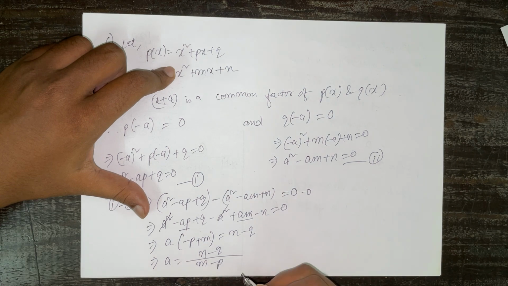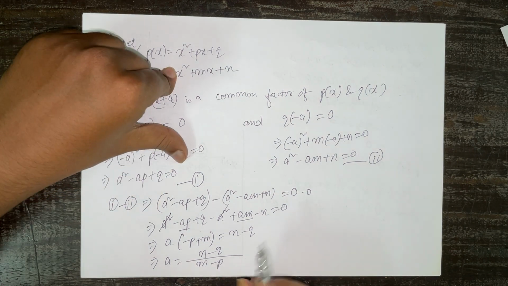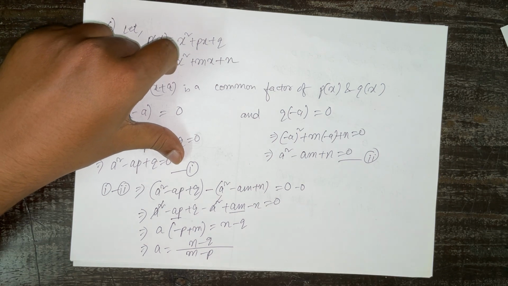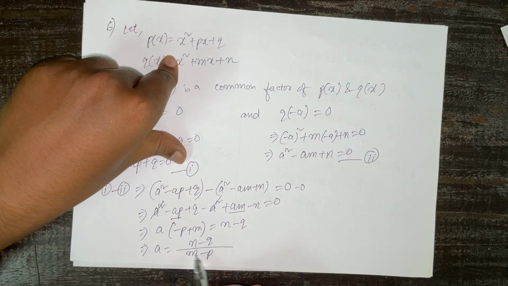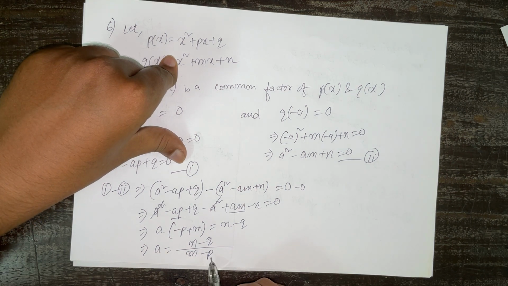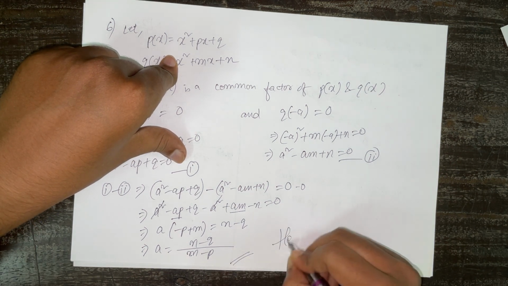m minus p. Okay. In some of the books you might have a wrong question, because in some books it is given p minus m. So it will not be p minus m, it will be m minus p. Okay. So it is n minus q by m minus p. So that is how we prove it.